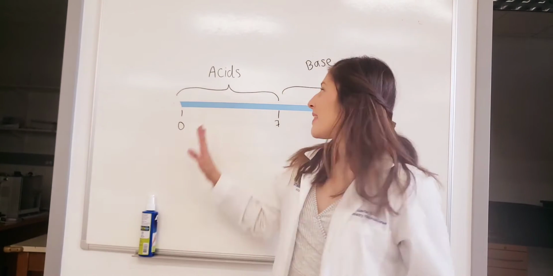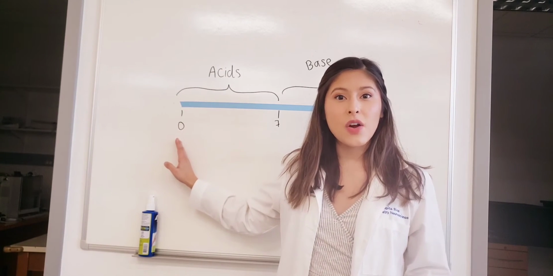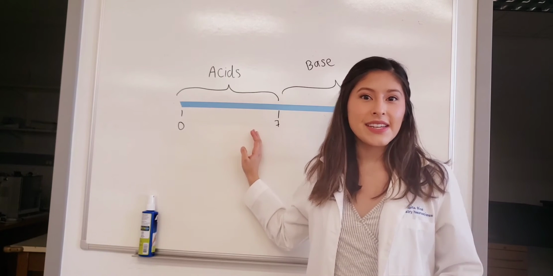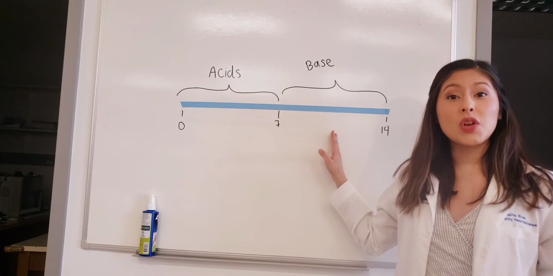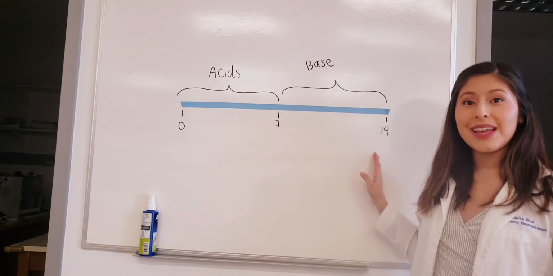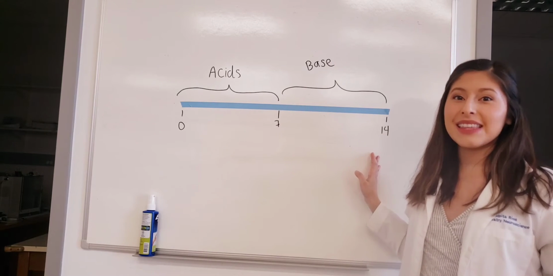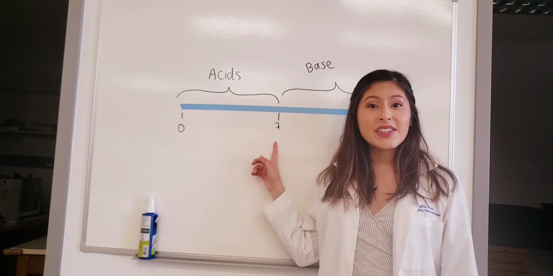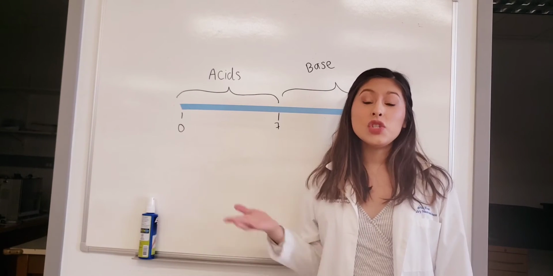A liquid that falls closer to 0 will be a stronger acid than something that falls closer to 7, whereas a liquid that falls closer to a pH of 14 will be a lot more basic than a liquid that falls closer to 7. If a liquid has a pH of 7, then it is considered a neutral liquid.